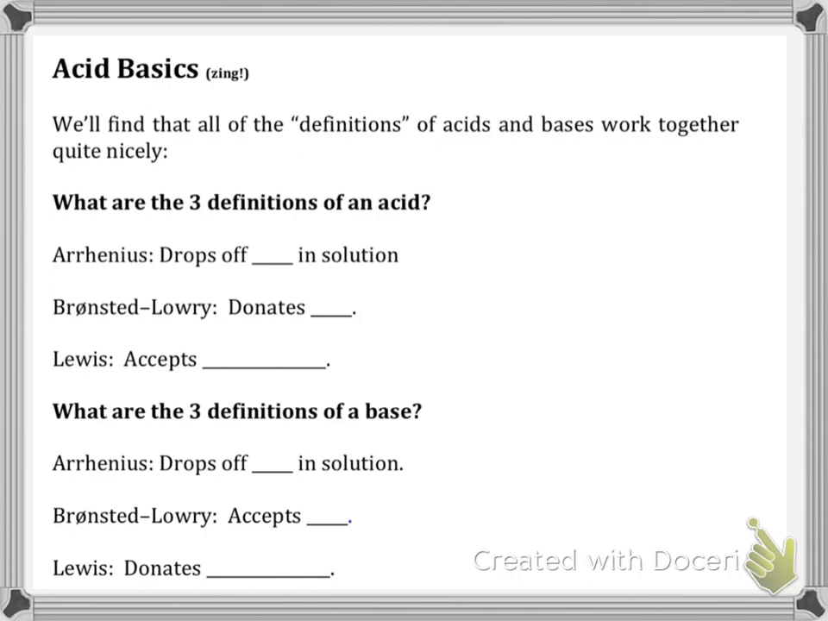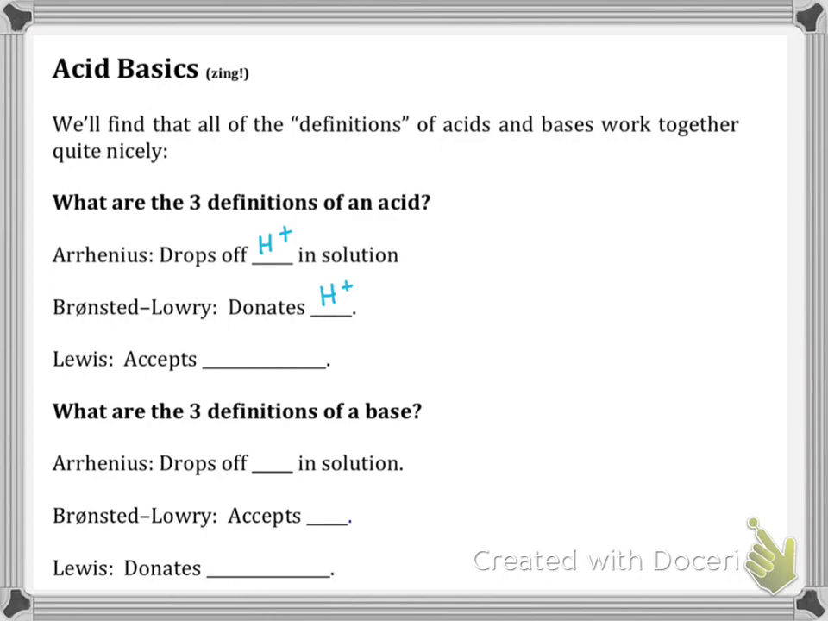Okay, so let's look at the three different definitions for acids and bases. The first of which is the Arrhenius definition. So Arrhenius said that acids drop off protons in solution, also known as H+, or hydrogen ions. And Bronsted-Lowry said the same thing. Easy enough to remember. And those are the definitions we usually are working off of.